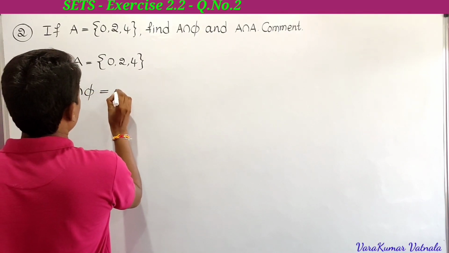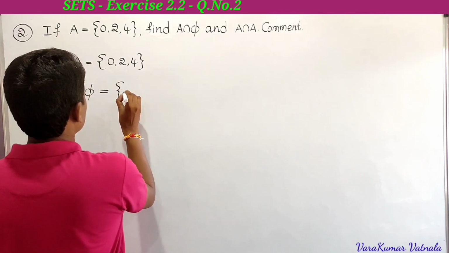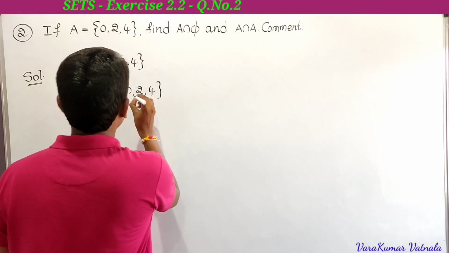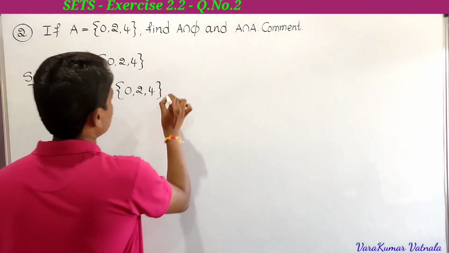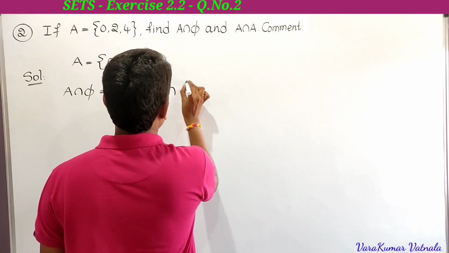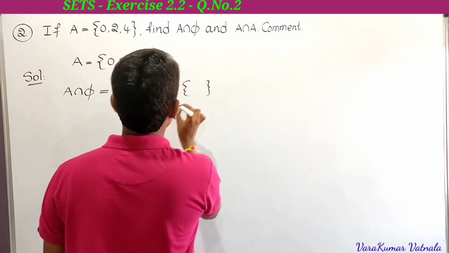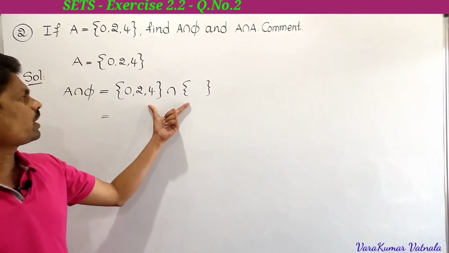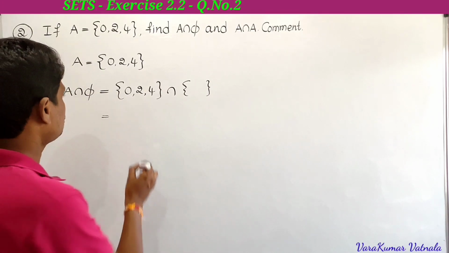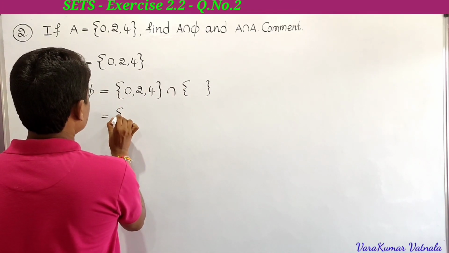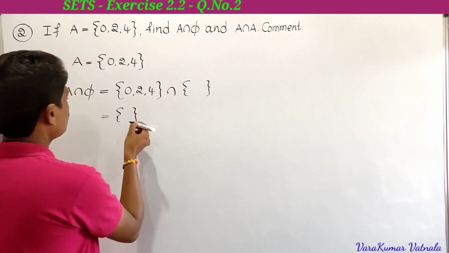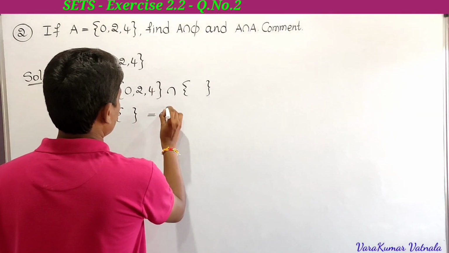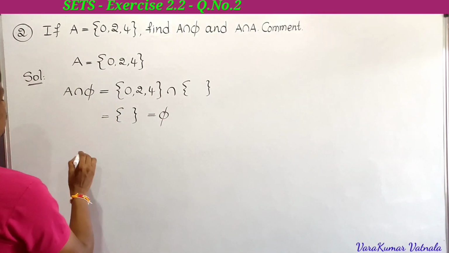A intersection phi is equal to, first we have to write set A: 0, 2, 4. So these are the elements of set A. Intersection phi. So phi is the null set. There are no elements. So how can we write the intersection? We have to write the common elements of both the sets. So there are no common elements. So here we have the null set again. So A intersection phi is equal to what? Phi. So next, the second one, A intersection A.